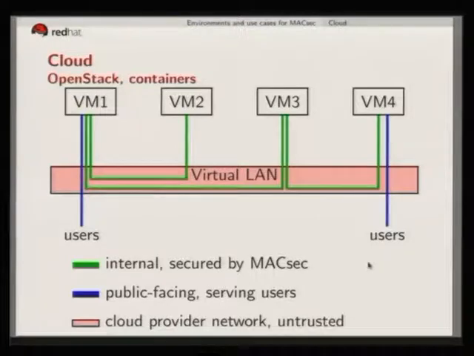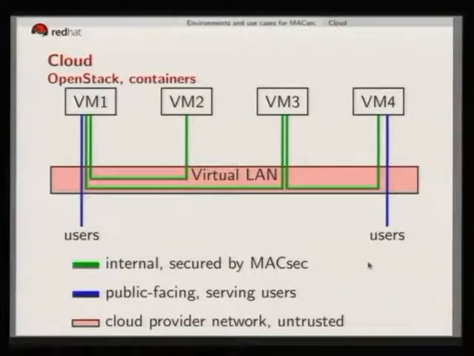And you don't really trust the network from your cloud provider. You don't know where your packets are going to go when they're between your virtual machines. So you want to encrypt the communications, for example, between virtual machine 1 and VM2. Maybe VM2 is hosting a database that VM1 is using, and you want to encrypt that communication.